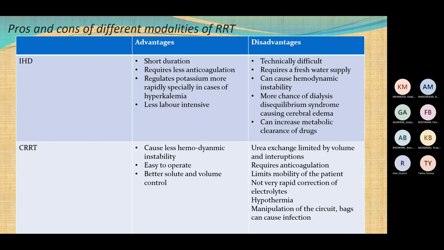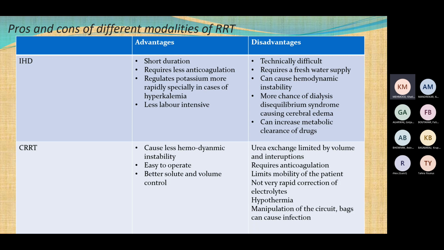Moving further, the pros and cons of different modalities of RRT, just briefly again, so that we have a clear picture of how CVVHDF is more superior, especially in ITU, compared to other modes of dialysis. Intermittent dialysis, of course, is a short duration. It gets completed in 4 or 5 hours. You don't require anticoagulation, or you require very little. Potassium is regulated very well, and it's not a tedious task. With CVVHDF, there is less chance of hemodynamic instability. It's easy to operate, and there's better solute and volume control.